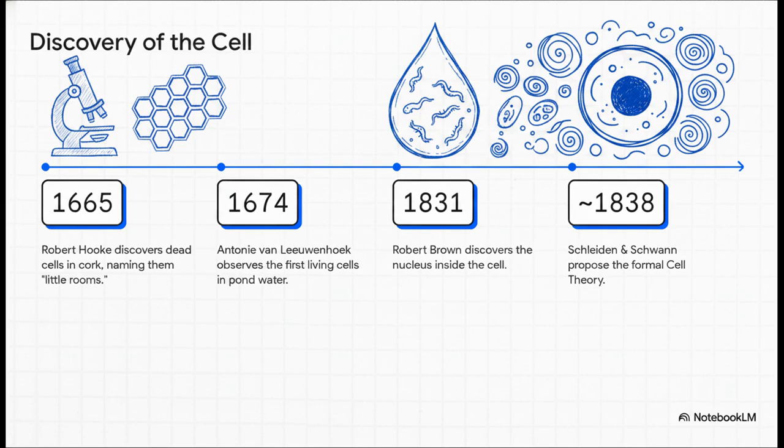A guy named Robert Hooke is looking at a super thin slice of cork with his pretty basic microscope, and he sees all these tiny, empty boxes that look like a honeycomb. He calls them cells. The only catch? The cells he was looking at were actually dead.